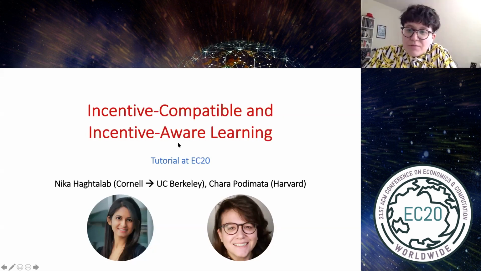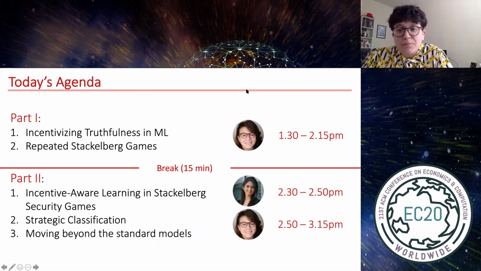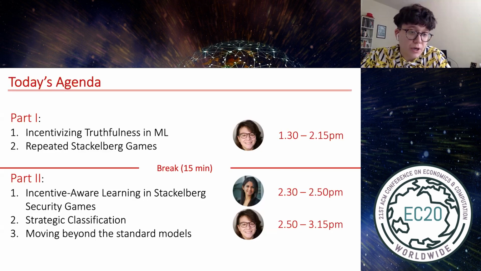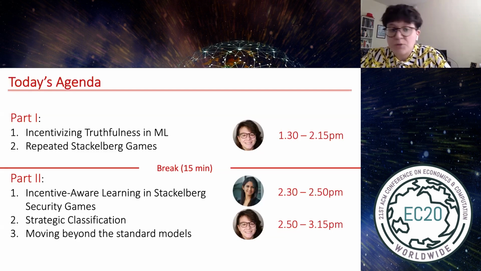So just to give you an idea of the agenda of the things that we're going to be discussing today, we're going to start where Nika concluded yesterday, which was machine learning when you have truthfulness as a basic assumption. Today, we're going to start off from there and try to achieve truthfulness or incentive compatibility with different mechanisms, so to incentivize truthfulness in machine learning.